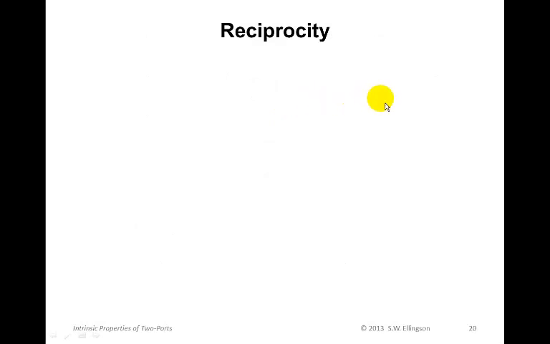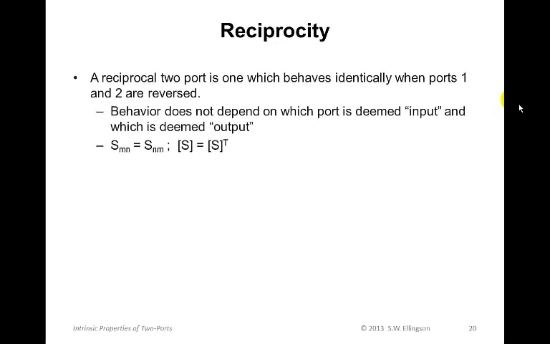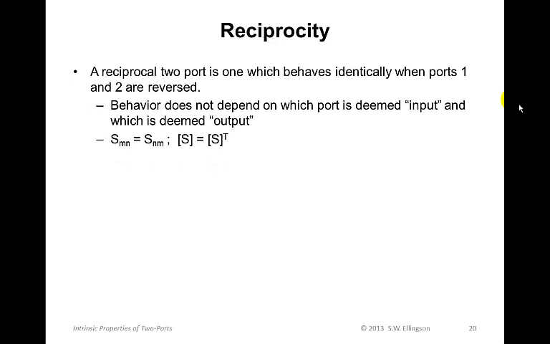Okay, now I'd like to show you three more intrinsic properties of some two-ports. The first property I'd like to talk about is reciprocity. A reciprocal two-port is one which behaves identically when ports 1 and 2 are reversed. The behavior of a reciprocal two-port does not depend on which port is deemed the input and which port is deemed the output. Another way of saying that is that the indices of the S parameters can be transposed.